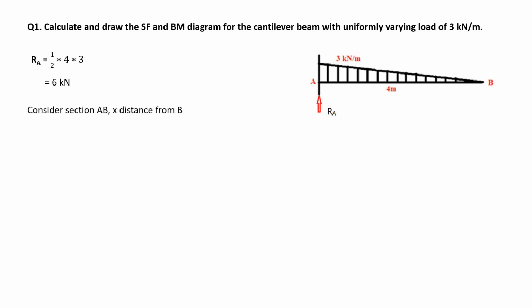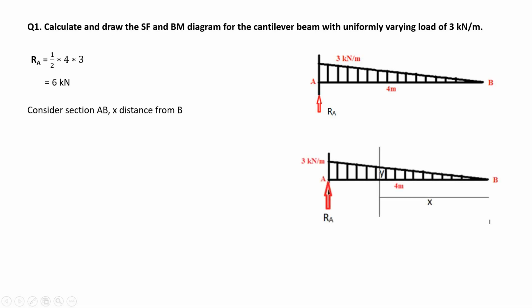Next, we have to solve this by considering some sections. The first section is section AB, at X distance from B. Now you can see in the second figure, this is the beam. We have to develop a section line here, and the X distance should be considered from the end B to the section line. This distance will be known as small x. Now, for this section, we will be calculating the shear force and bending moment.